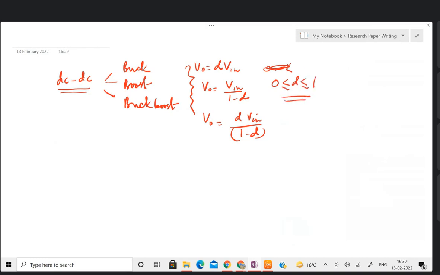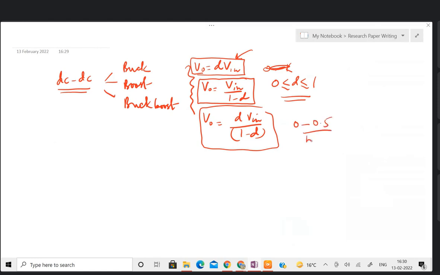Okay. So that means in a buck converter, you can always obtain an output voltage which is less than the input voltage. In a boost converter, you can always obtain a voltage which is greater than the input voltage. While in case of a buck-boost converter, from 0 to 0.5 you have buck operation, while from 0.5 to 1 you have boost operation. So buck and boost, both operations are possible.